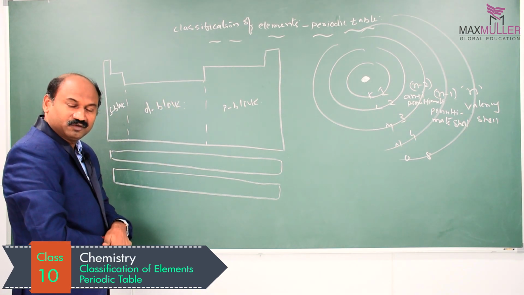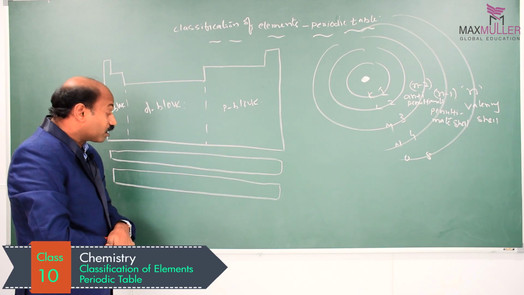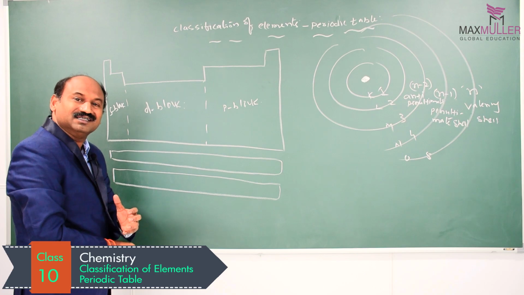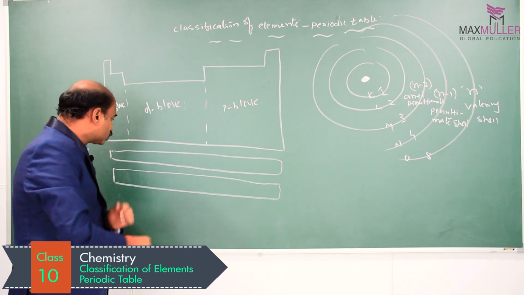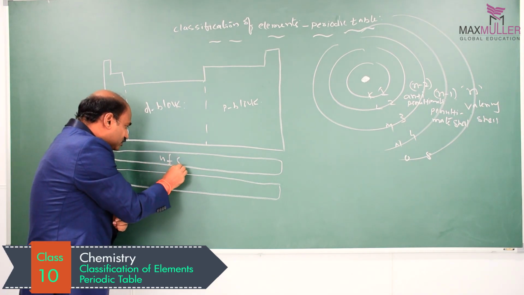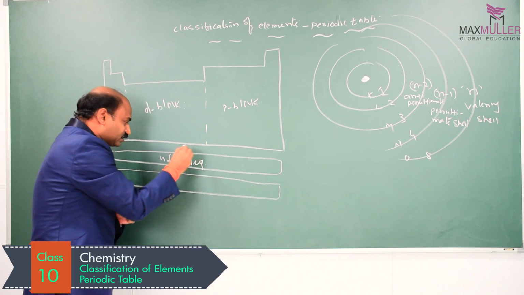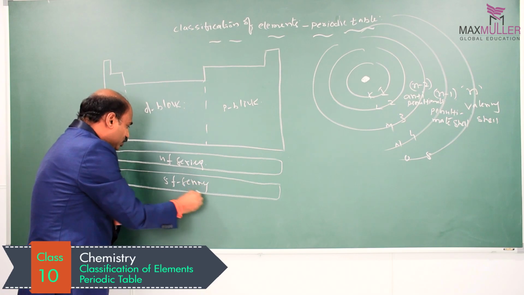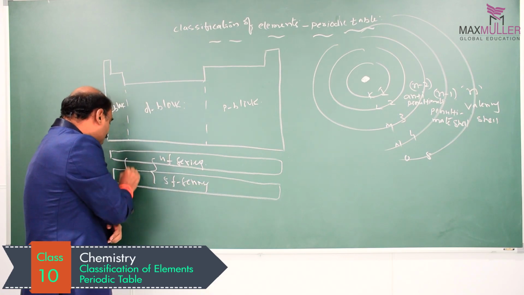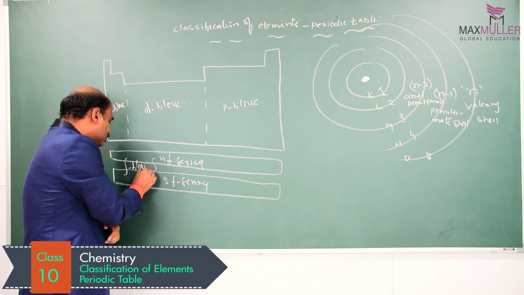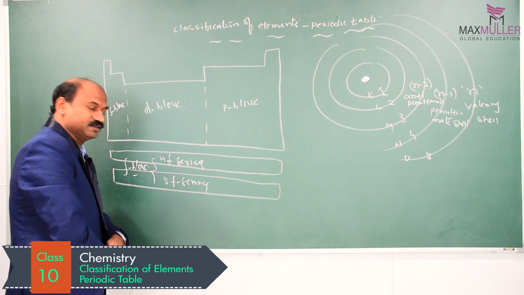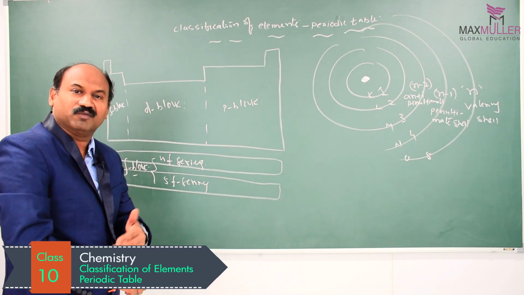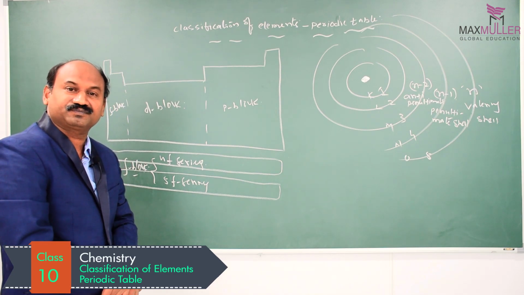Now f block elements are arranged at the bottom of the periodic table to maintain the symmetry of the periodic table. So this is the 4f series, lanthanides, and this is the 5f series. So this series consists of the f block. All the elements of the f block are placed here. This is the placement of SPDF block elements in the periodic table.